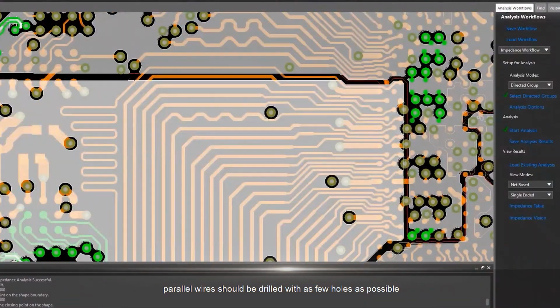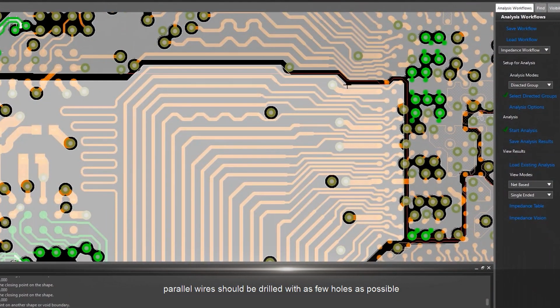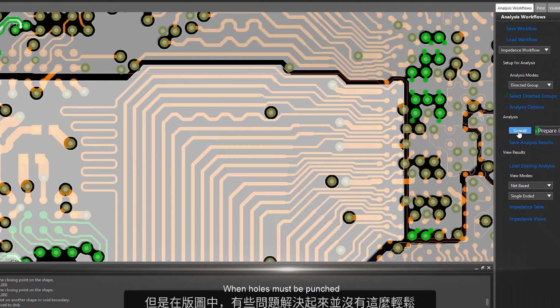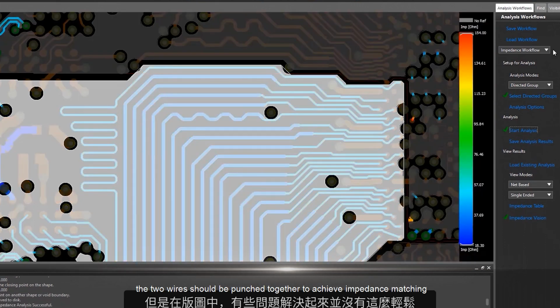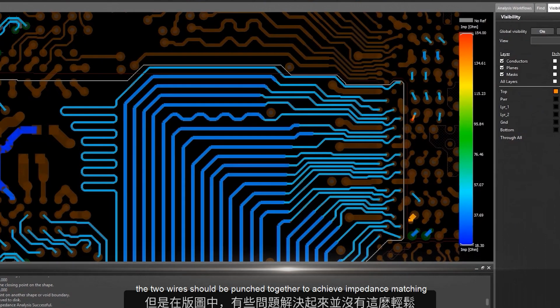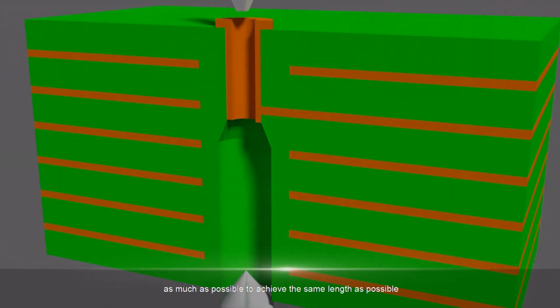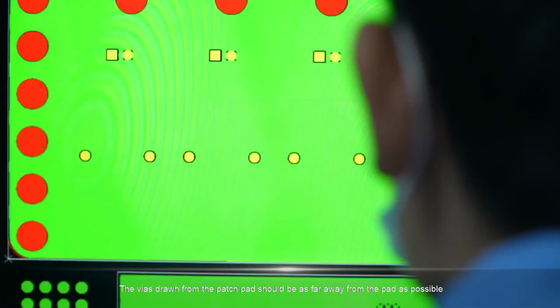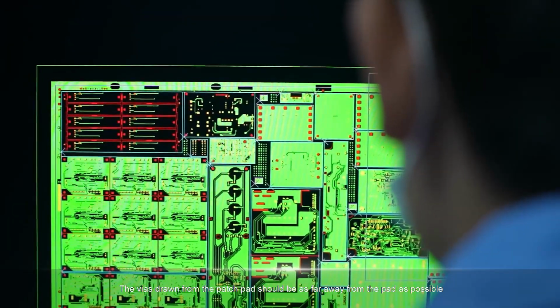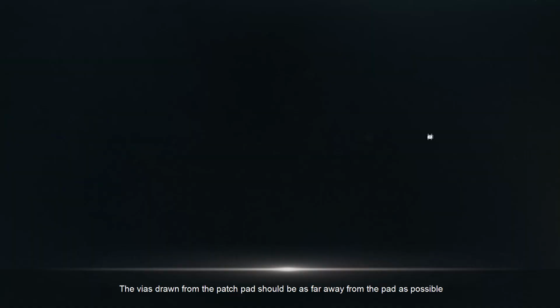Generally, parallel wires should be drilled with as few holes as possible. When holes must be punched, the two wires should be punched together to achieve impedance matching. A group of buses with the same attribute should be routed side by side as much as possible to achieve the same length as possible. The vias drawn from the patch pad should be as far away from the pad as possible.